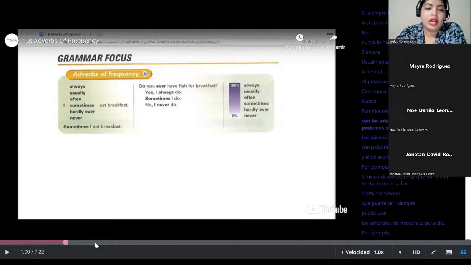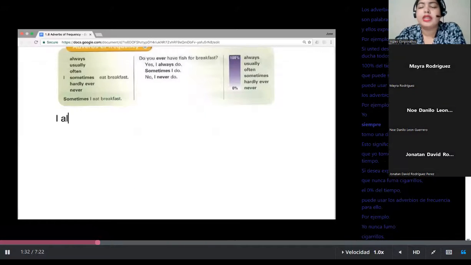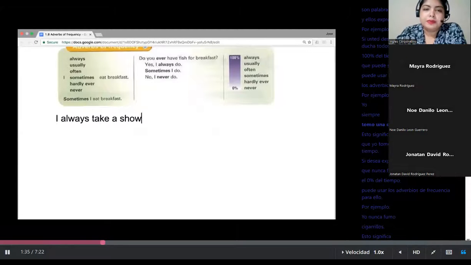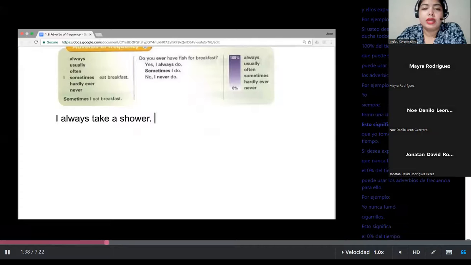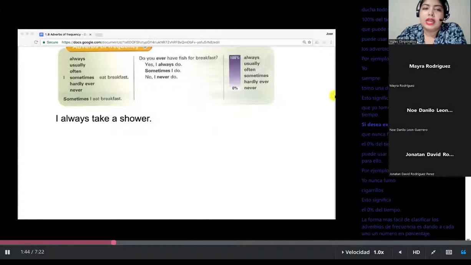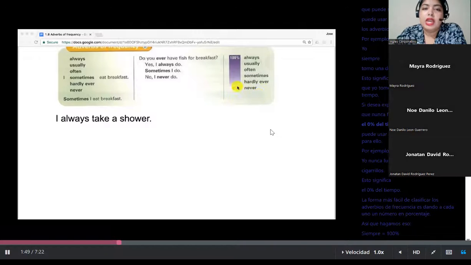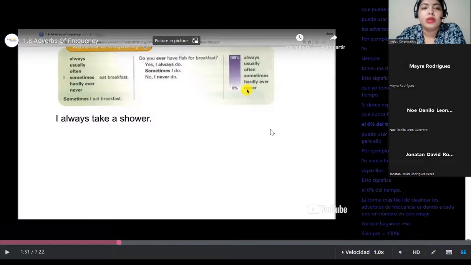And then we had a structure that we need to use, or in this case, we can use to create a statement. And we are seeing what are the elements that we need for these statements using the adverb of frequency. And we have this example that said, I always take a shower. Siempre tomo un baño. I, that is the pronoun or the subject, always, that is the adverb, the verb, that is take, and then the complement, a shower.